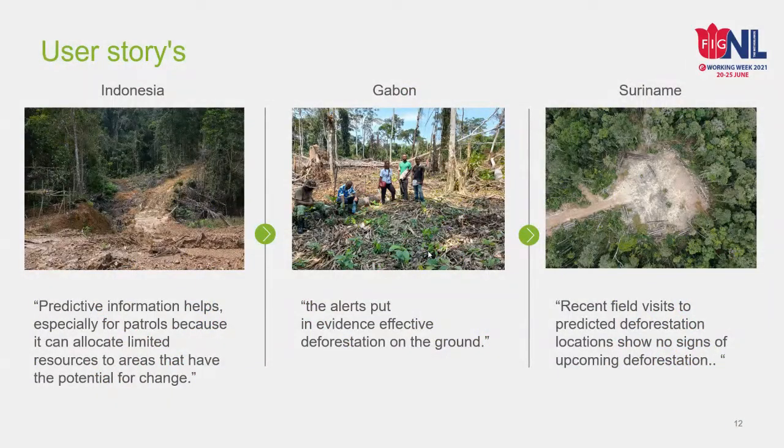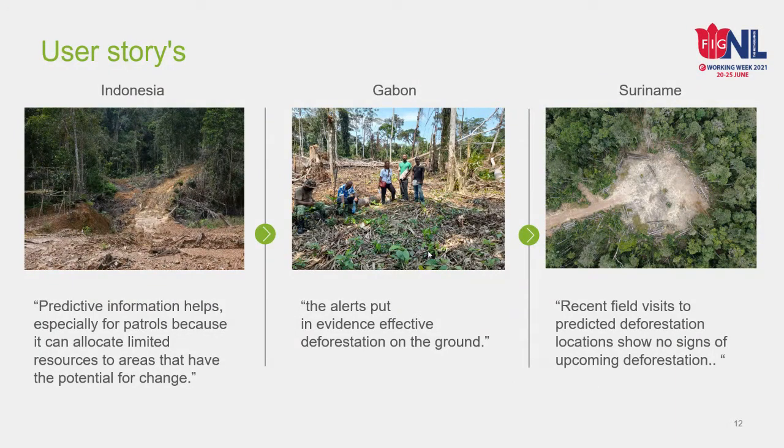Currently we have 3 pilots going on in Indonesia, Gabon, and Suriname. They are all a few months in, and we're already getting some promising results and feedback from the teams. The Indonesia team says that the predictions really help them reroute their patrols and use their resources and capacity more efficiently. The Gabon team is currently looking at predictions from the past and seeing if they came true, to build their trust in the system.